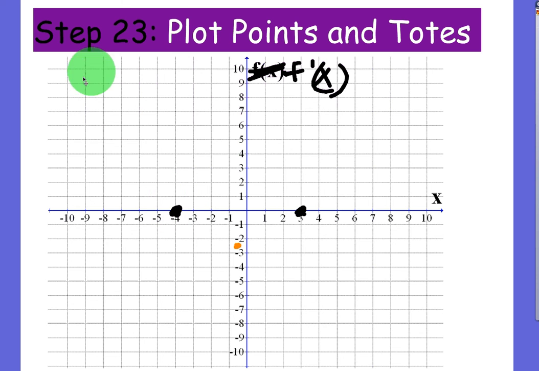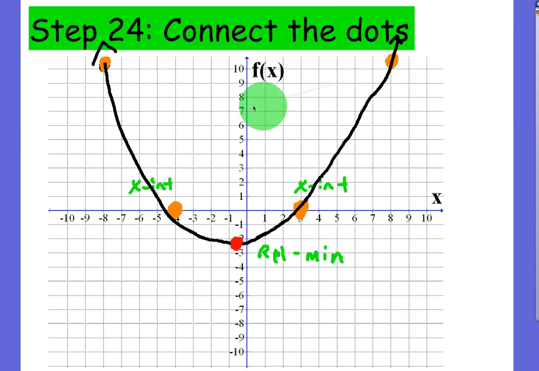Okay. We also found out it's going to be decreasing up until negative 0.5. So I can safely pretty much know that my graph is going to be above the x-axis until negative 4, but it'll continue to decrease until negative 0.5. I also know that it increases from negative 0.5 to infinity, and that it's above the x-axis from 3 to infinity. So it looks to me like it's just going to be a U shape with a minimum right here, at negative 0.5, negative 2.5. Step 24 then is to connect the dots, and this is what it's going to look like as a rough sketch. Everything that I've plotted.